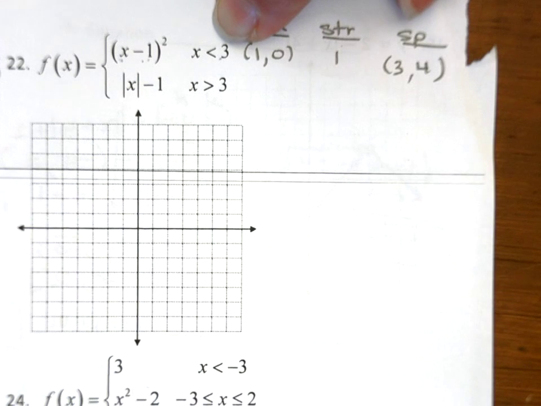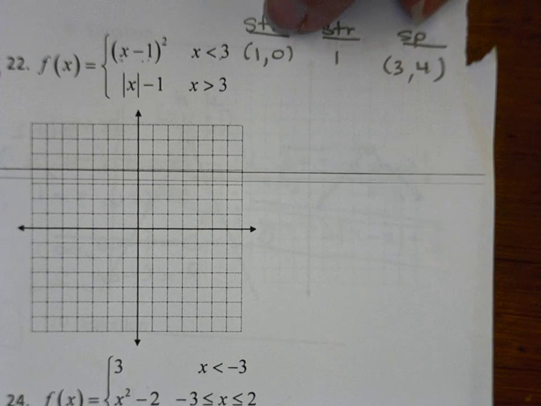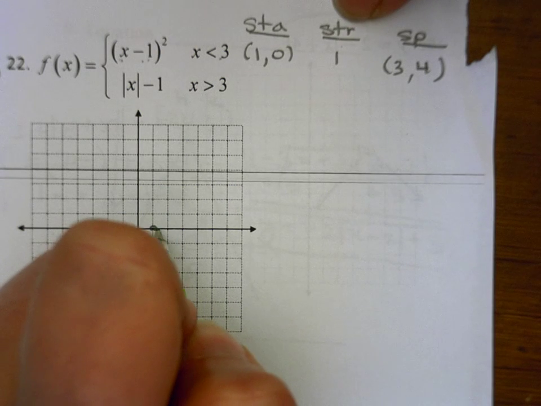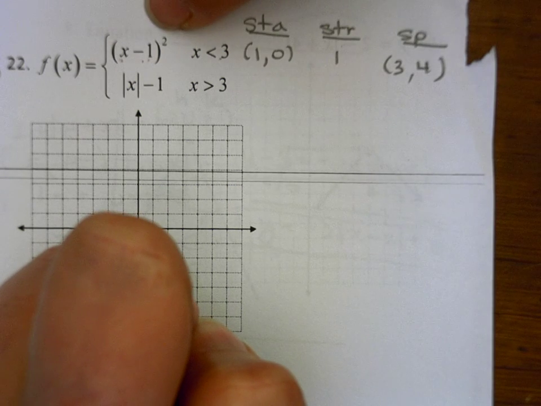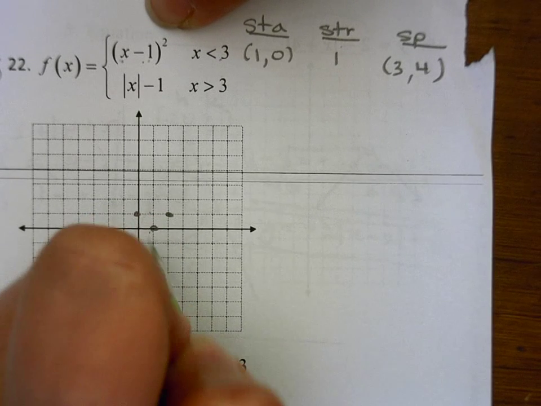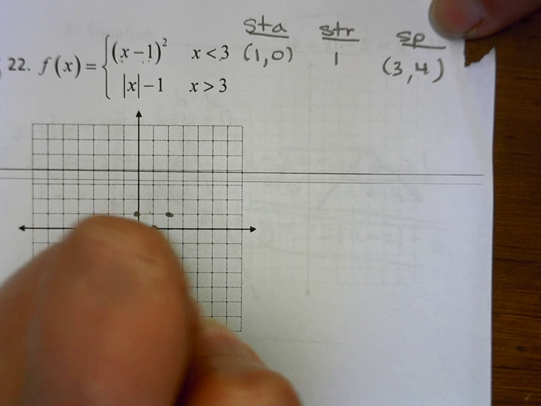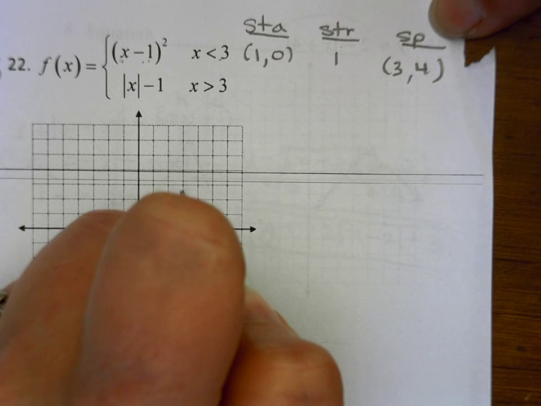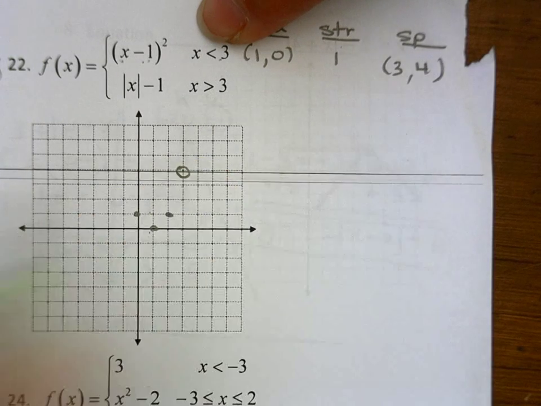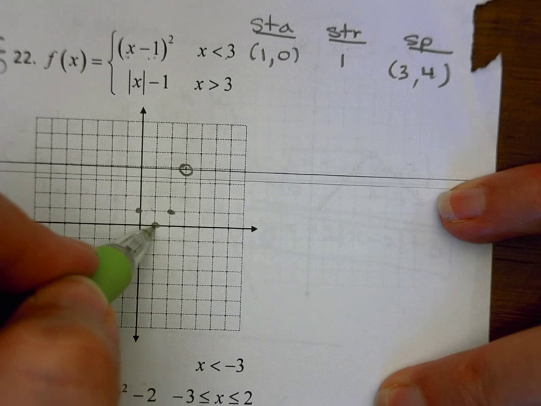Okay, so let's go ahead and graph that one. So we're graphing just one at a time. So I go to my start, over 1, up 0. My stretch is 1. So this is squared, so it's going to be a parabola. So I'm going to go up 1, over 1, up 1, other way. I have to graph this point as well. So over 3, up 4, and it's an open circle because not equal. So now what I have to do, so normally this graph would look like this, right?